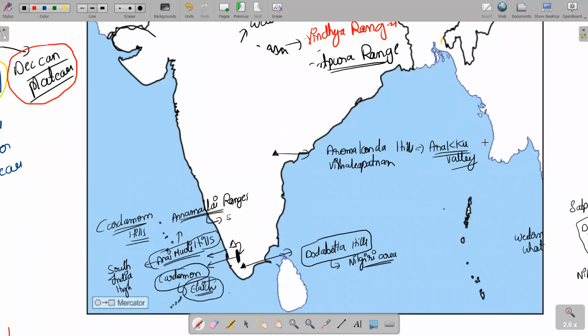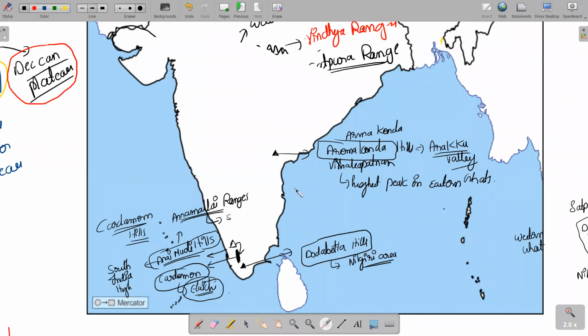And near to the Arakku Valley only you will be finding the Aromakonda, or sometimes it is called Armakonda. Why I'm telling about the Armakonda means Armakonda or Aromakonda is the highest peak in the Eastern Ghats. Exactly here you have to point out, near to the turning. Just simply remember Armakonda is present exactly near to the Arakku Valley.